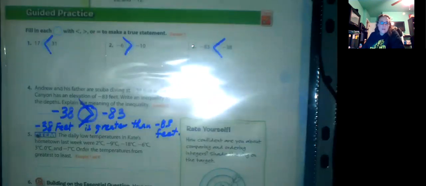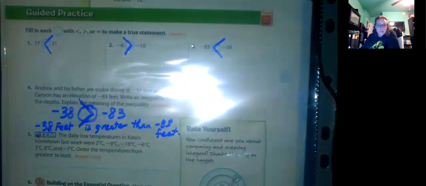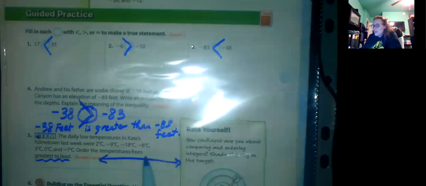Okay. The daily low temperatures in Kate's hometown last week were 2, -9, -18, -6, 3, 0, and -7 degrees Celsius. Order the temperatures from least to greatest. Okay. Well, or sorry, not least to greatest. That says greatest to least. Oop, important to read. Okay, so think of it on a number line.